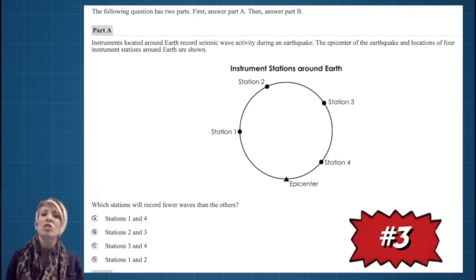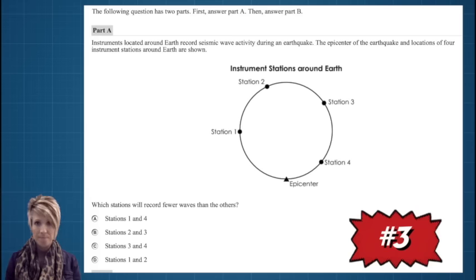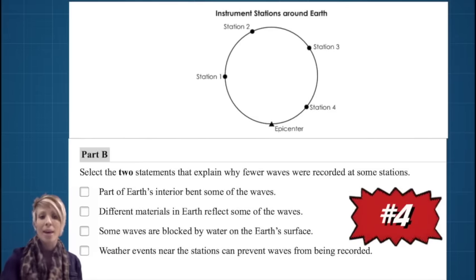And then we had the locations of four different seismic stations that are detecting the seismic waves. So it says which stations will record fewer waves than others. Take a minute to answer this. Is it going to be station 1 and 4, stations 2 and 3, stations 3 and 4, or stations 1 and 2? Which ones will record fewer waves, meaning not as many waves will reach them?